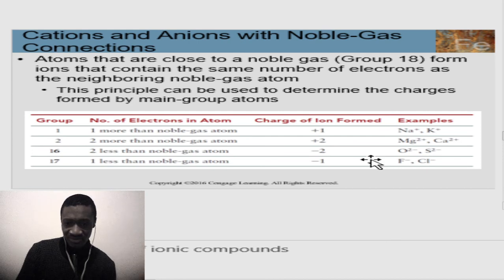17, which are your halogens, they have 1 less, so they will receive 1, and that's why you see sodium on top, and then you see calcium beneath, so they react to themselves, and then it gives you the electron neutrality, and then we see the balancing.